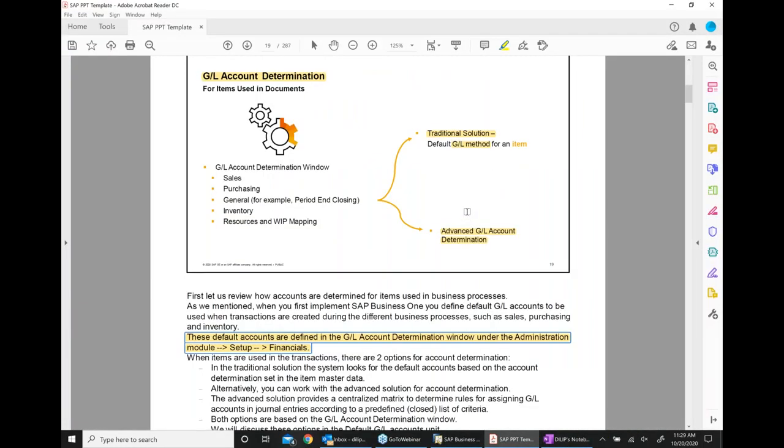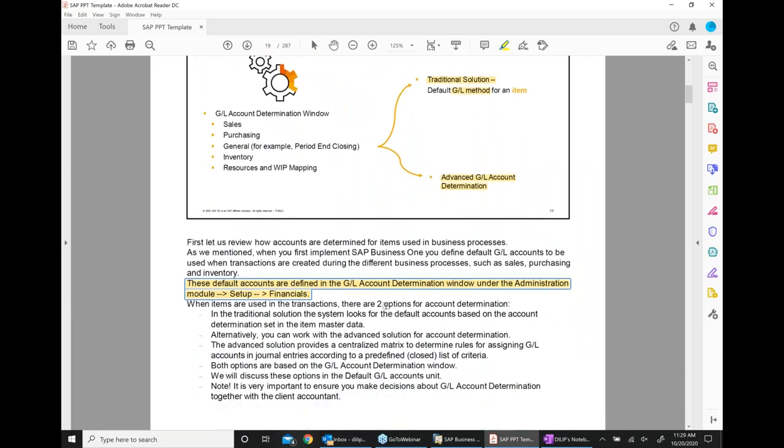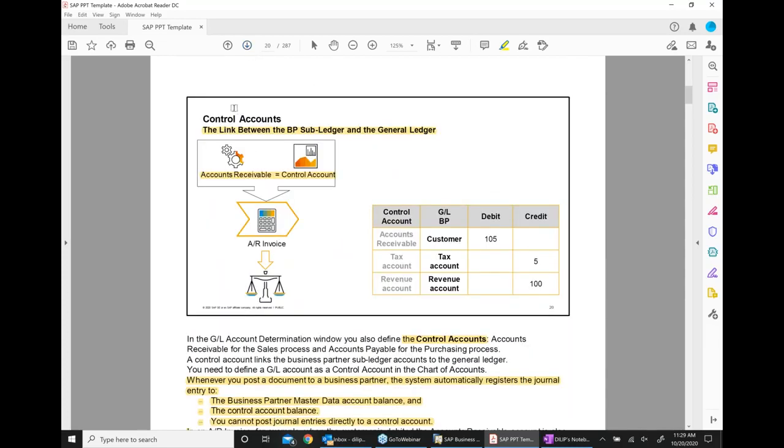So we have multiple choices. There are two options for account determination. In the traditional solution, the system looks for the default account based on the item master. Remember, I mentioned to you in item master, 3 choices: by warehouse, by item group, by item. If not, you can go to the advanced account determination solution. So you have both choices. We'll talk about that more.